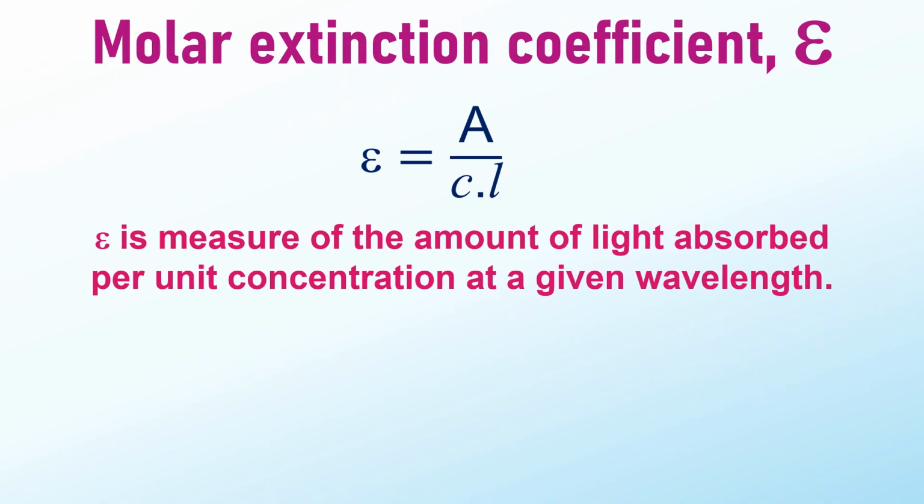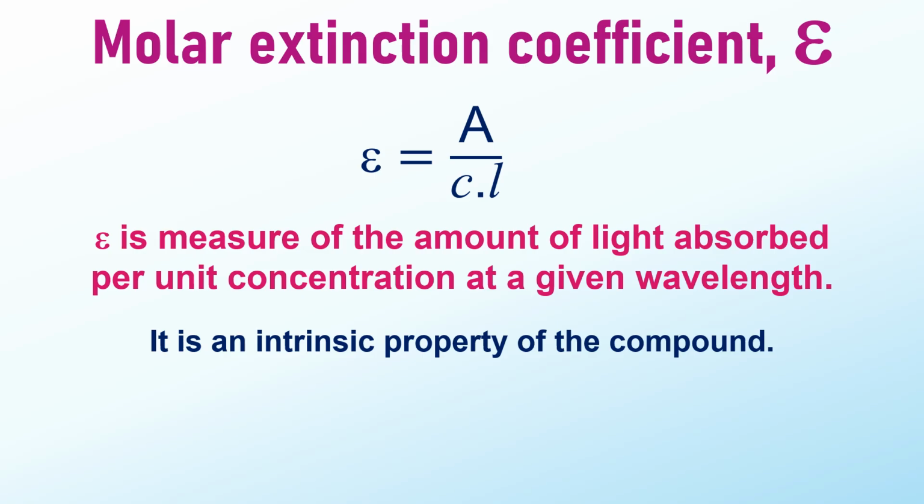The molar extinction coefficient epsilon is a measure of the amount of light absorbed per unit concentration at a specific wavelength. It is an intrinsic property of the compound. This value differs for every compound. It is expressed in units of per molar per centimeter or liter per mole per centimeter. While expressing the molar extinction coefficient of a compound, we have to mention the wavelength of the monochromatic light also.